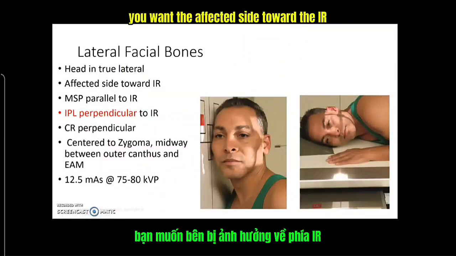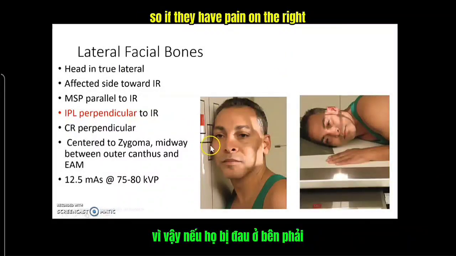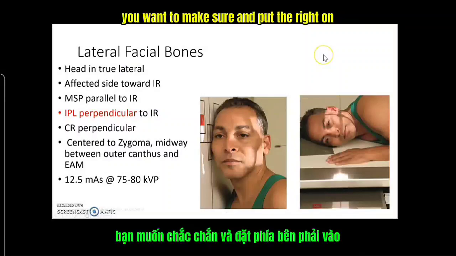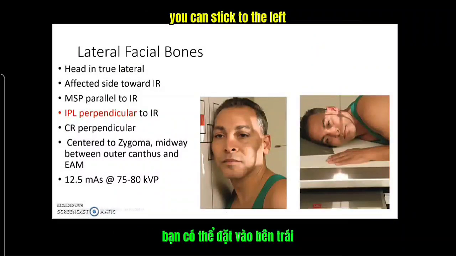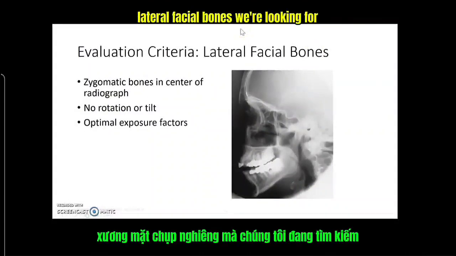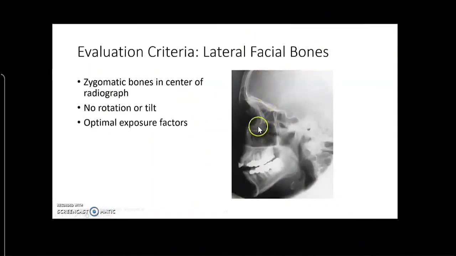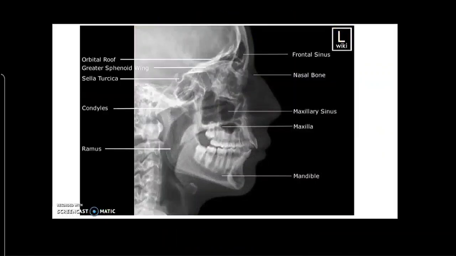All right, you want the affected side toward the IR. So this patient is doing a right lateral, so if they have pain on the right, you want to make sure and put the right on. If it's not pain on either side, you can stick to the left, whichever, it doesn't matter. Lateral facial bones, we're looking for ideally the zygoma right in the middle. So I do not want the entire skull on your facial bones. Please don't let me see that.